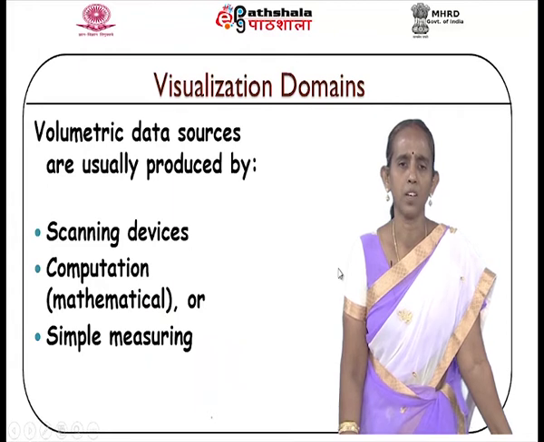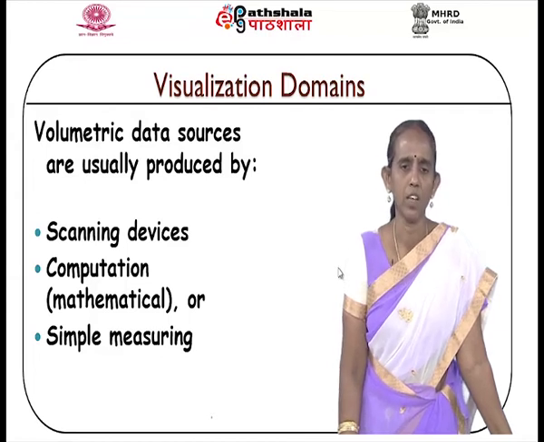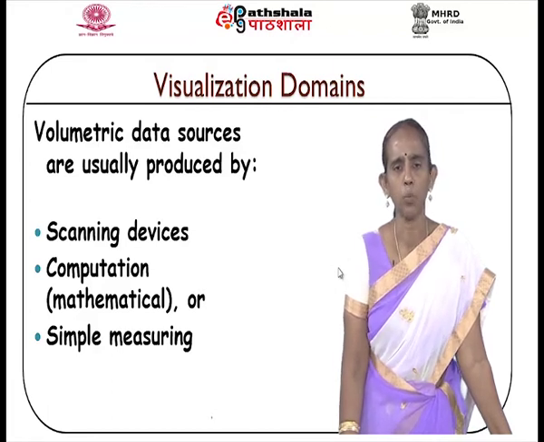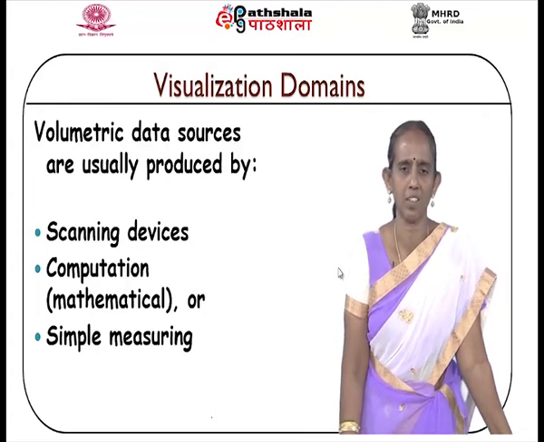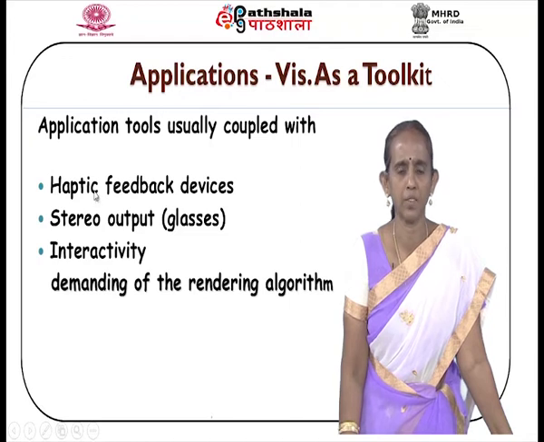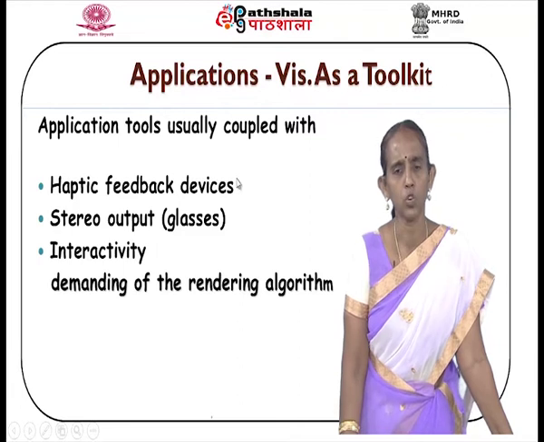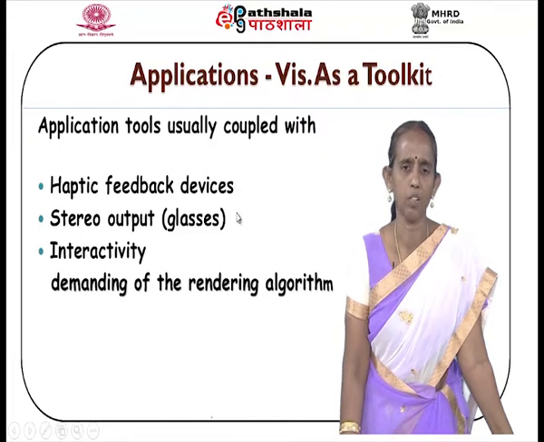Then volumetric data sources were being produced. Volumetric data sources were produced by certain types of scanning devices, or these act as some kind of mathematical or simple measuring devices. So with the help of scanning devices, it is possible for us to scan the data and get the entire data set visualized. Some of the application tools that are usually coupled are haptic feedback devices. Using these haptic feedback devices, it is possible for end users to feel or touch the entire visual structure. Stereo output can also be produced.